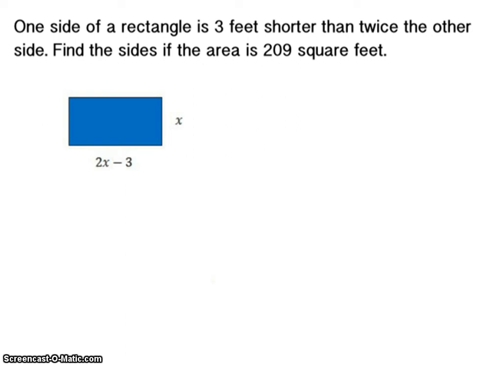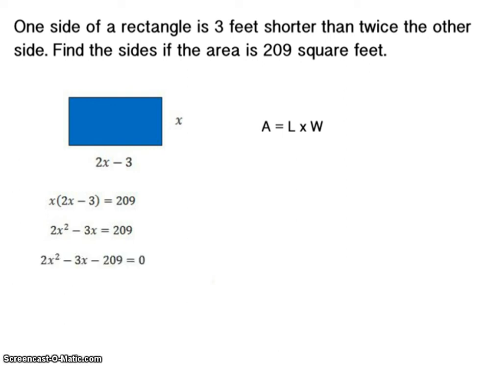And so it's said that it's 3 feet shorter, that means 3 feet less, than twice the other side. So we represent that as 2x, that's twice the other side, minus 3. And then we label the other side as x. Now we know that the formula for area is equal to length times width. Now we're going to use that then to write our equation. And so we're going to multiply x times 2x minus 3 and make that equal to 209. And that gives us 2x squared minus 3x is equal to 209.